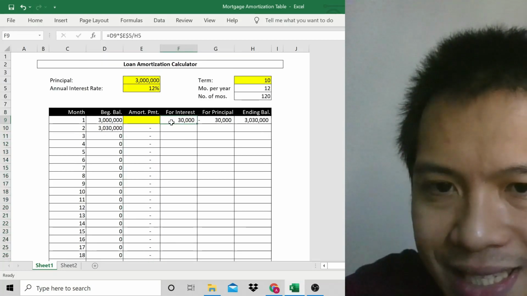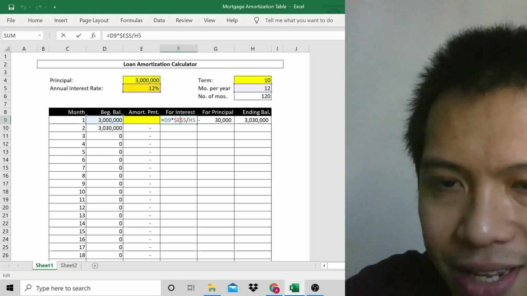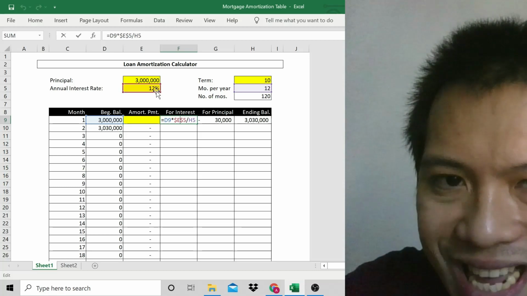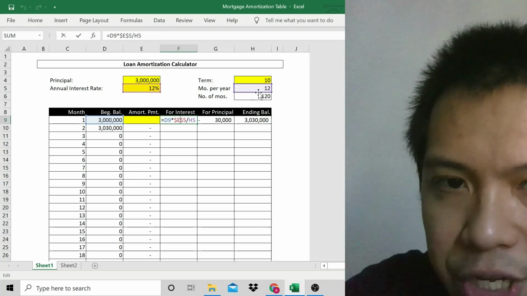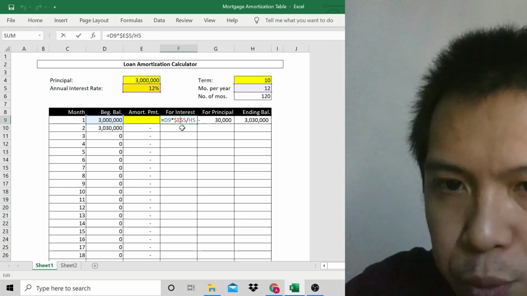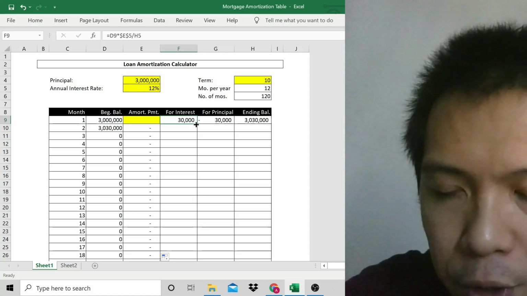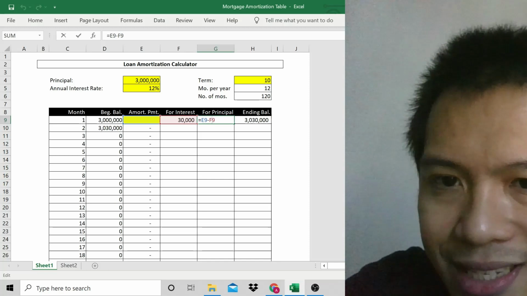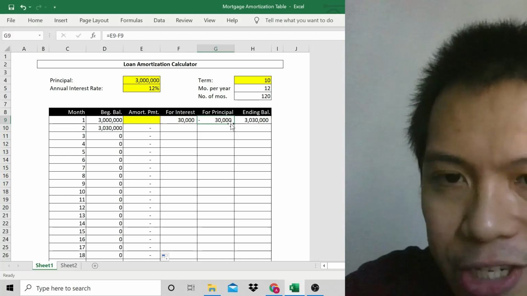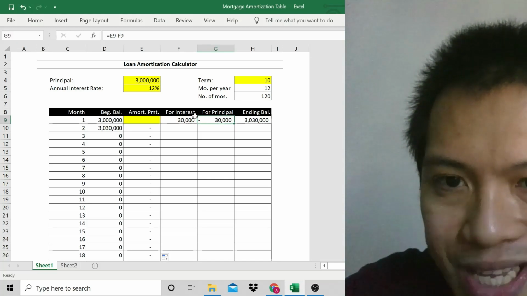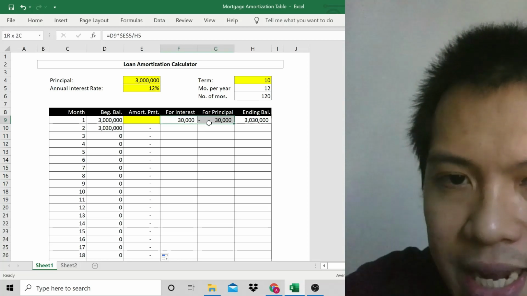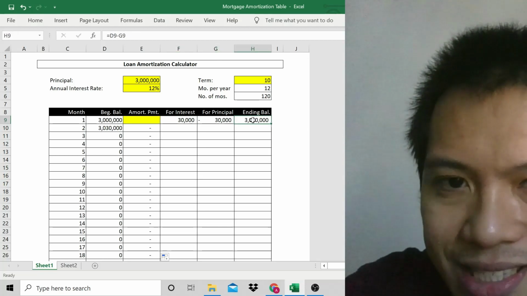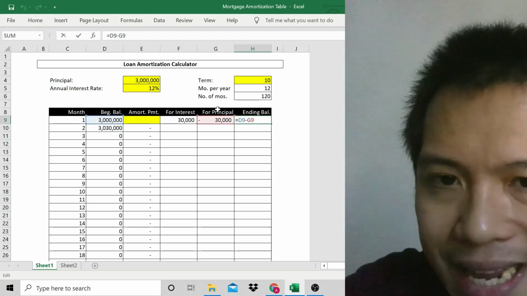For the interest, again, this is calculated as the beginning balance times the annual interest divided by 12 months a year. So this would be the same formula for all of the months. The principal payment is the difference between the total amortization payment and the amount pertaining to interest. So for interest and principal payments, and then the ending balance, this is of course the beginning balance minus the principal repayment.